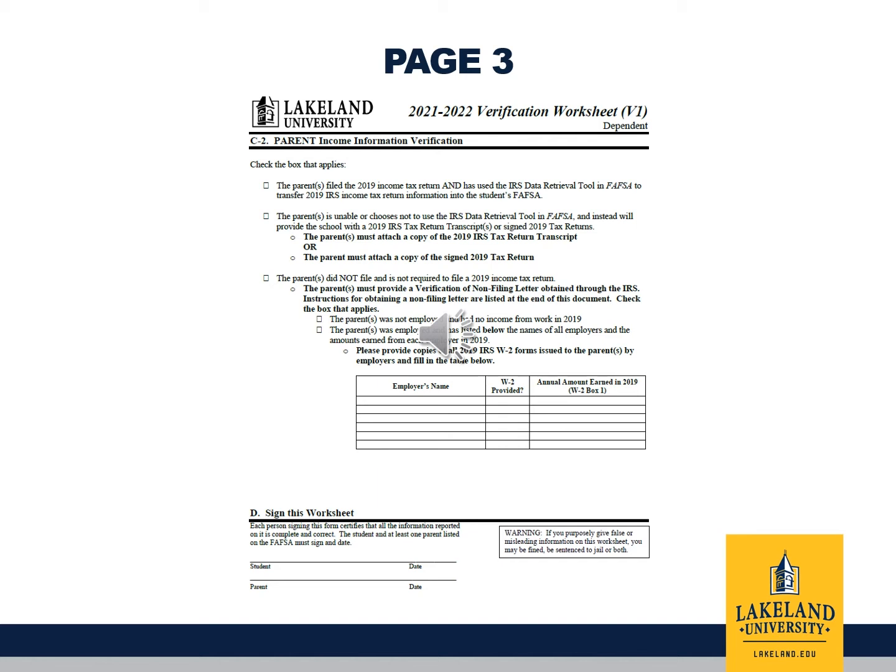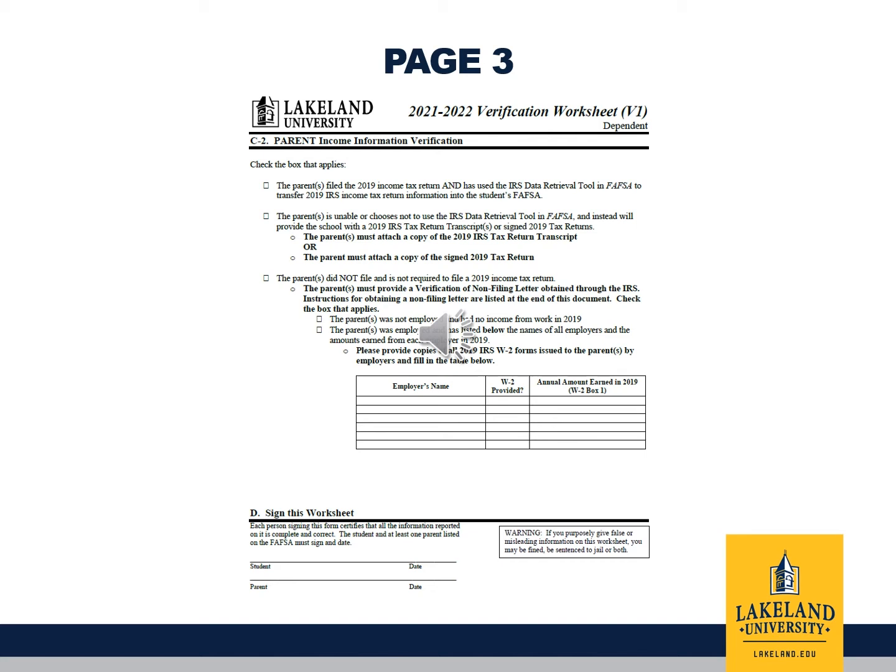Moving on to the parent financial section of the FAFSA, here again, the first question is, did the parent file a 2019 income tax return and did they use the IRS data retrieval tool? If so, mark that box. If the parent completed their 2019 tax return and did not use the IRS data retrieval tool and manually entered everything, we will either need a tax transcript or a signed copy of the 2019 tax return.